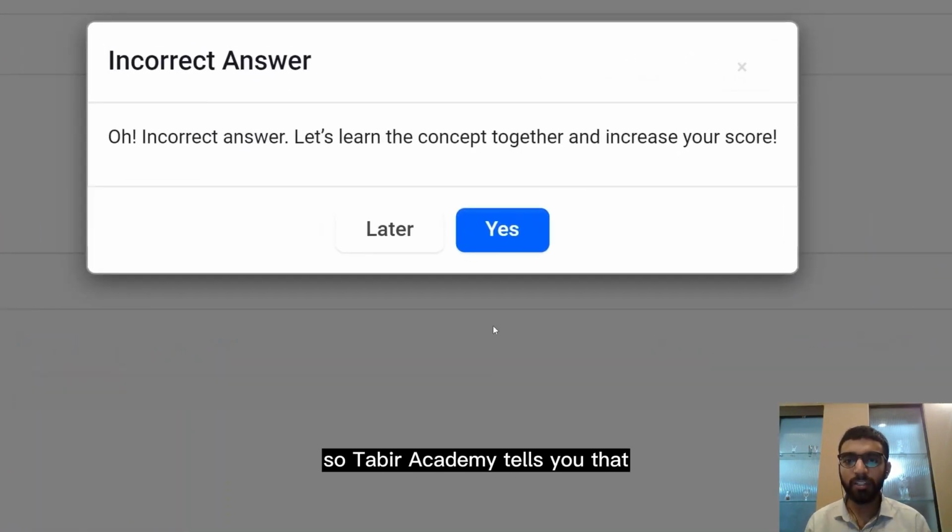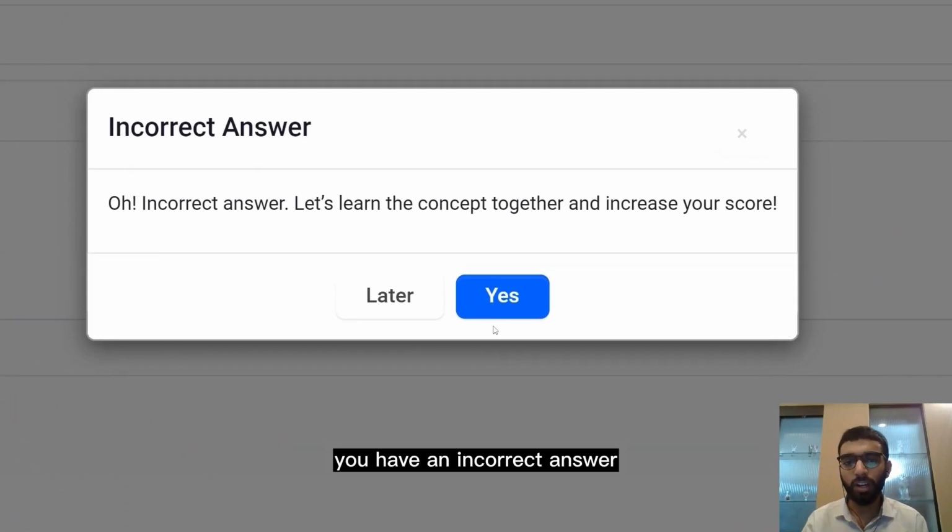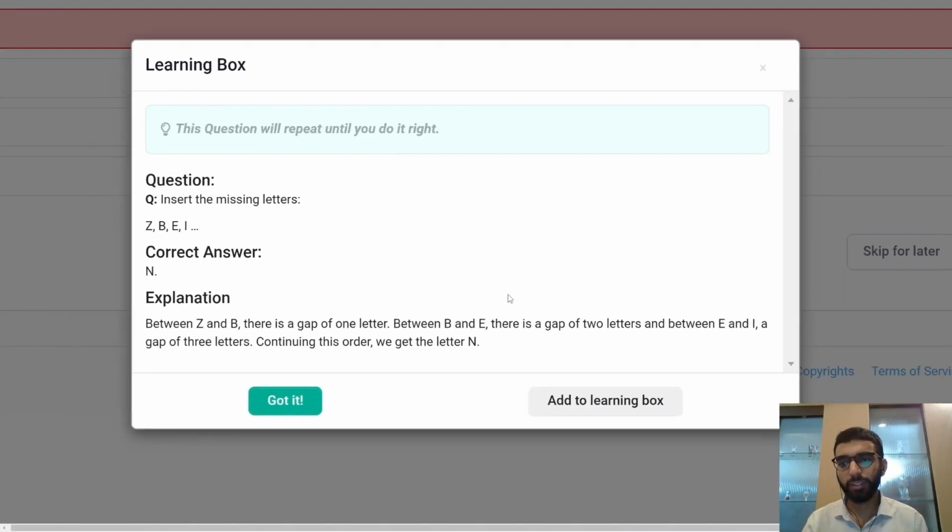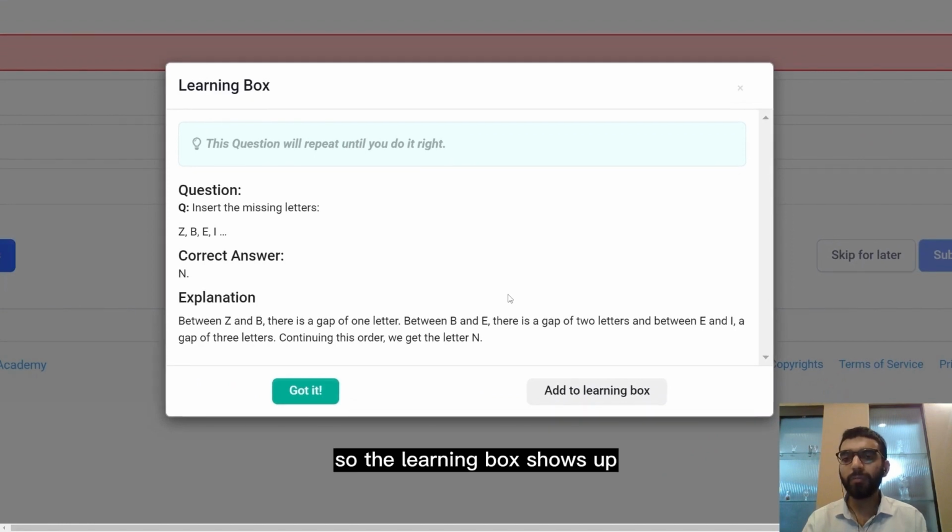So Tabir Academy tells you that you have an incorrect answer, and it asks you if you want to learn the concept. So the learning box shows up and it tells you that the correct answer was actually N, and it gives you an in-depth explanation of why that was the correct answer. If you understand why the answer was correct, you can click on got it, but if you don't, you can choose to add it to the learning box.